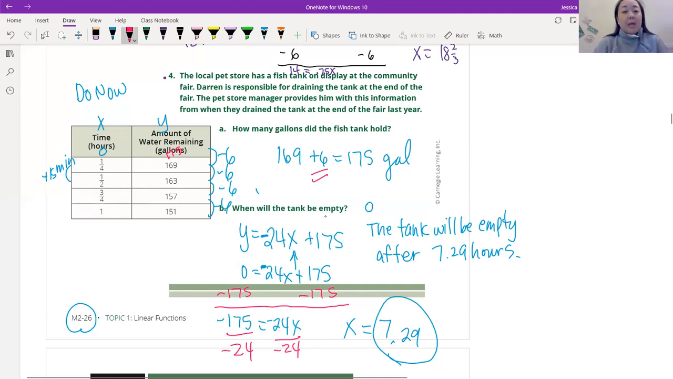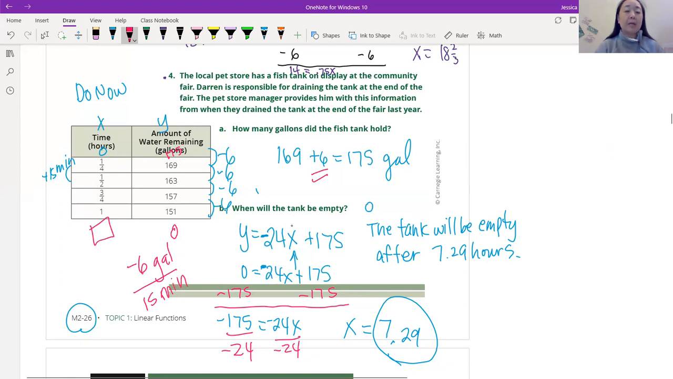It says, when will the tank be empty? Now we could keep on making this chart until we get to 0. Once this is 0, that's when whatever this time is. I don't know what that time is, but we could continue to do that, keep on subtracting 6 every single time. Or we can make an equation, which would be a little bit easier. Now, this is the slope, but remember, we're going -6, we're losing 6 gallons every 15 minutes.